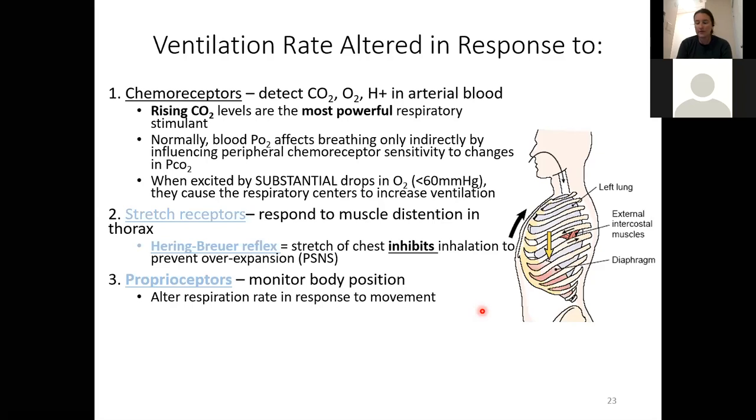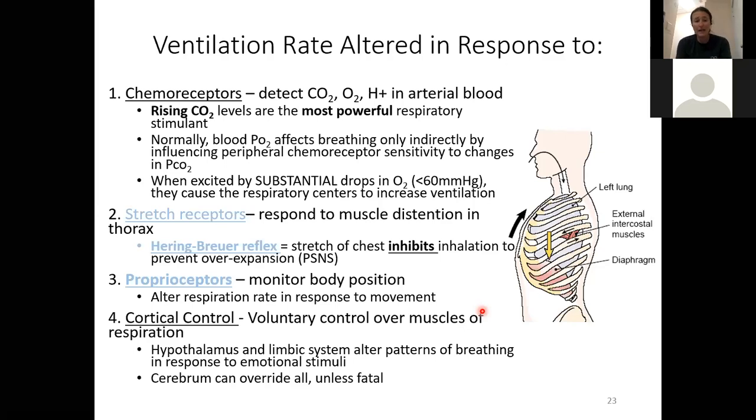Proprioceptors, right? So as soon as you move your body, your proprioceptors inform your brainstem that we are moving. We're probably going to need more oxygen to our tissues really soon. You should probably increase your breathing. And finally, as I briefly mentioned, we also have cortical control. So we have voluntary control over these muscles.